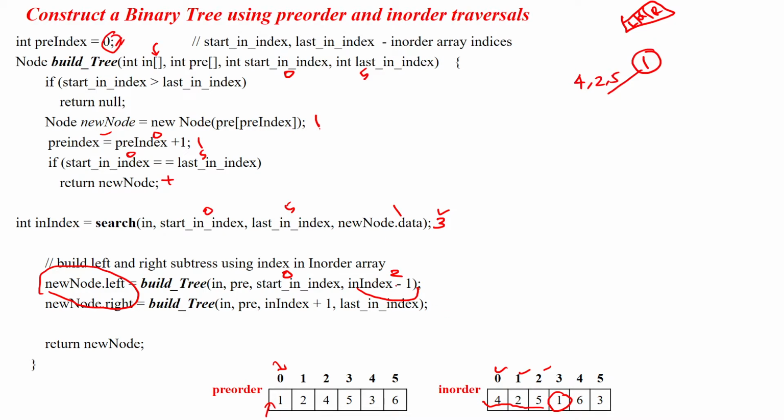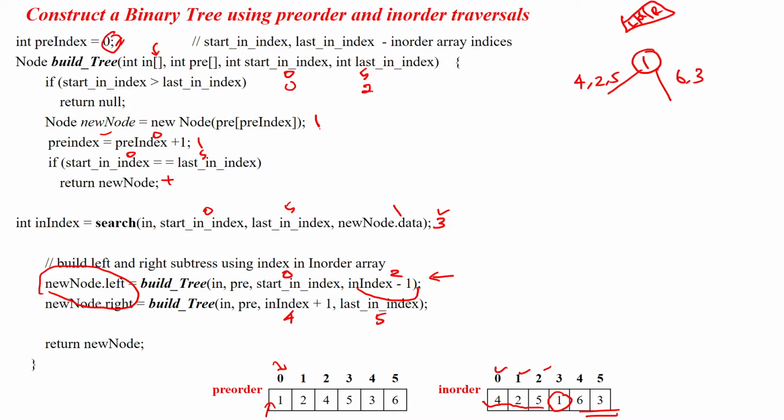And the inorder index here is 3, so 3 plus 1 is 4. So from 4 to the last index 5, these elements will become the right subtree. So now this line will execute the recursion, the first recursion. In that first recursion, the start index is 0.